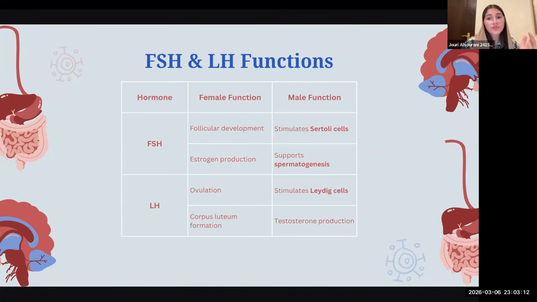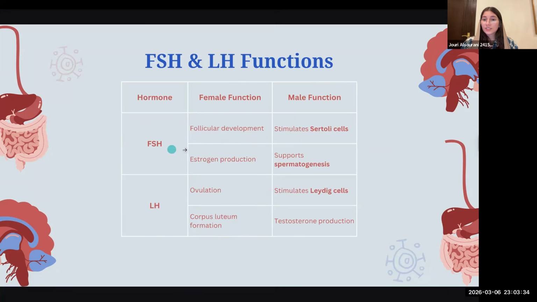Okay, so here are the functions for both females and males. In females, we're going to see that the FSH is going to be developing follicles, okay? And at the same time, it's also going to be producing estrogen. For LH, in females, it's going to be causing ovulation to happen. And it also has a role in the formation of the corpus luteum.